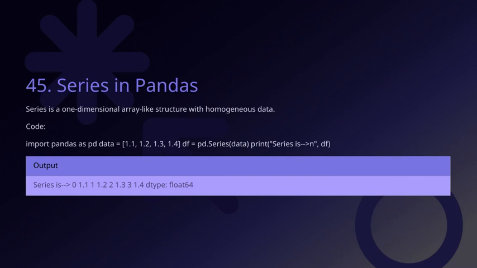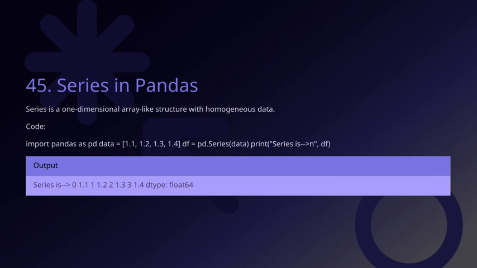As you can see here, the series is represented as a one-dimensional array-like structure. It contains homogeneous data, which means all the elements are of the same type, in this case, floating point numbers. The code snippet demonstrates how to create a series. First, we import pandas with the alias pd. Then we define a list of data points, 1, 1.1, 1.2, 1.3, and 1.4. We pass this list to the pd.Series function to create our series object. Finally, we print it out with a descriptive message.